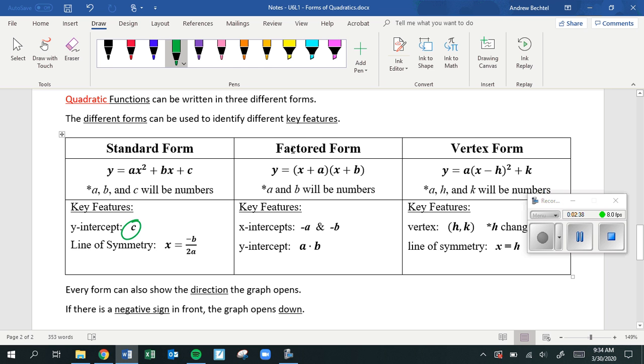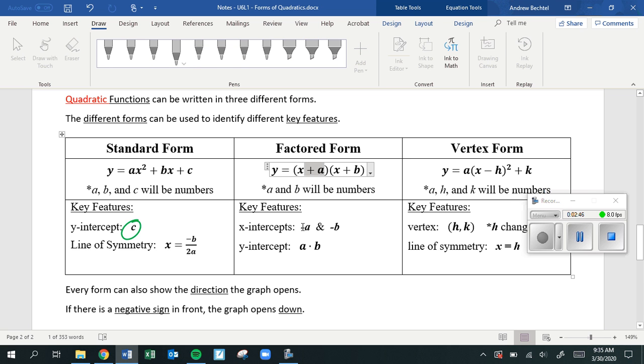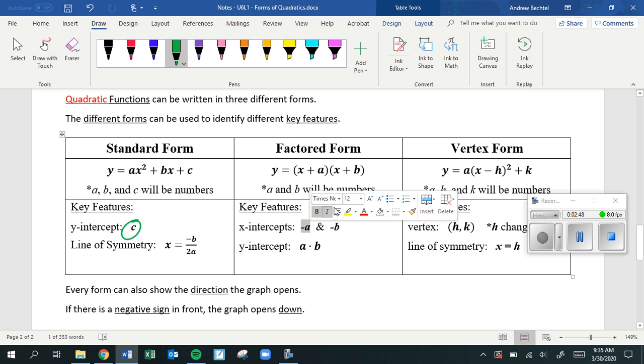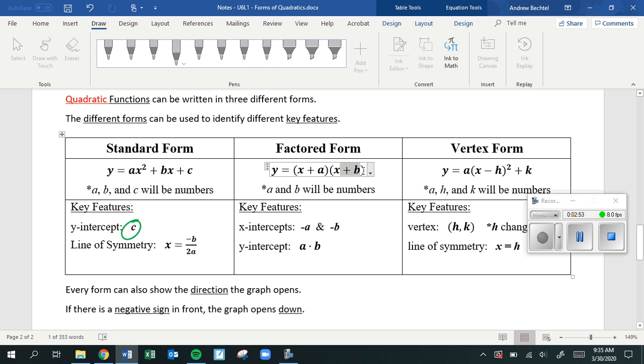The key feature that we see from factored form is the x-intercept. We're going to look at the a value. If this says plus a, then the x-intercept is minus a. Likewise for b, if it's plus 3, for example, then the x-intercept would be minus 3 or negative 3.